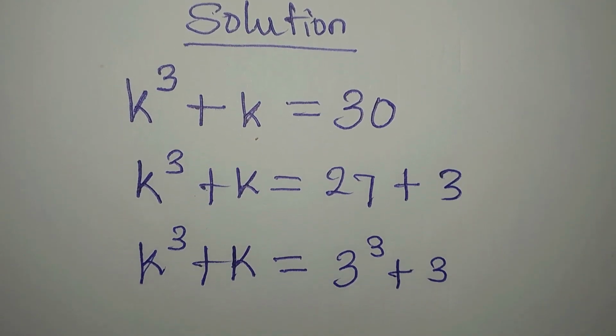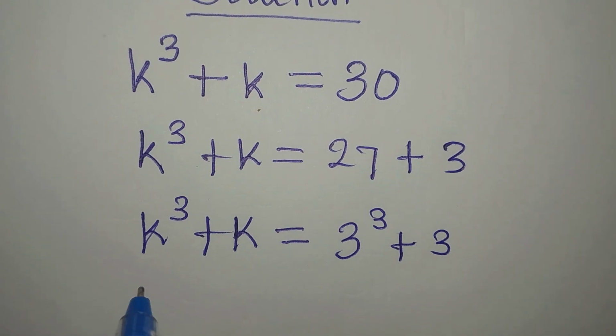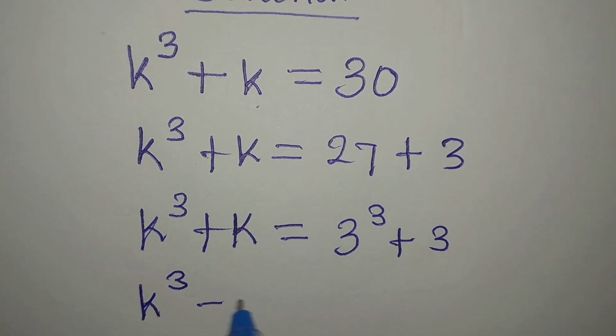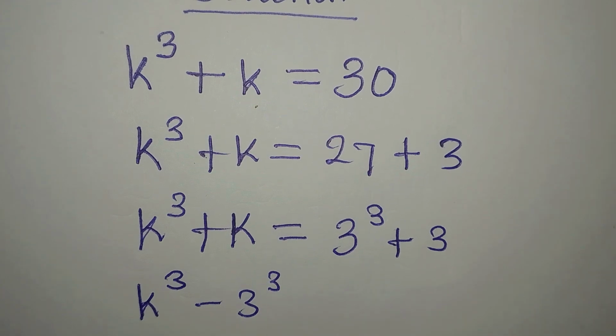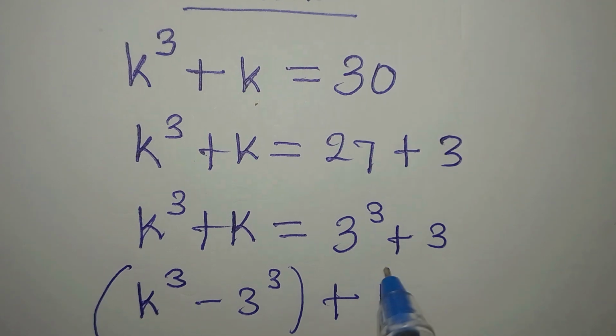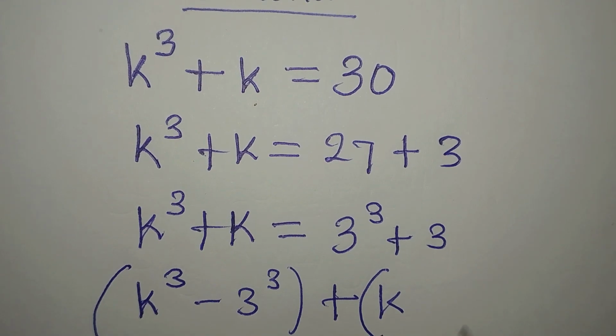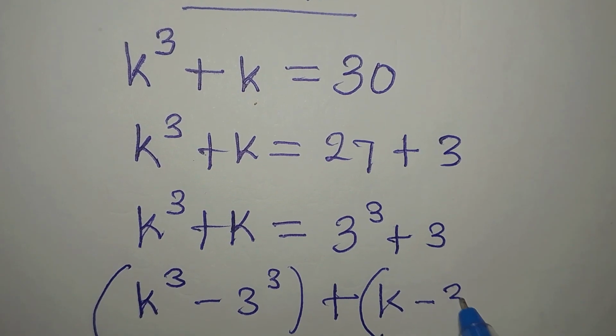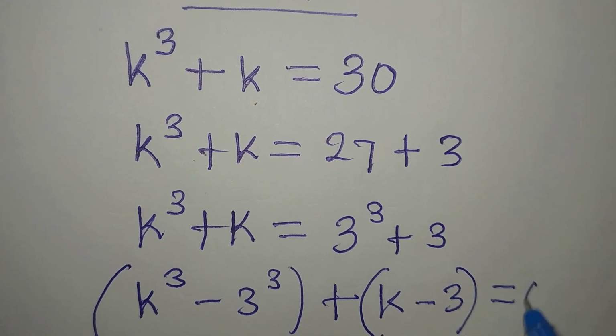Now we rearrange what we have. So we're going to have k to the power of 3 minus 3 to the power of 3. So we'll have this separately, then plus k. This k will come down here, then this becomes minus 3, and then everything is equal to 0.